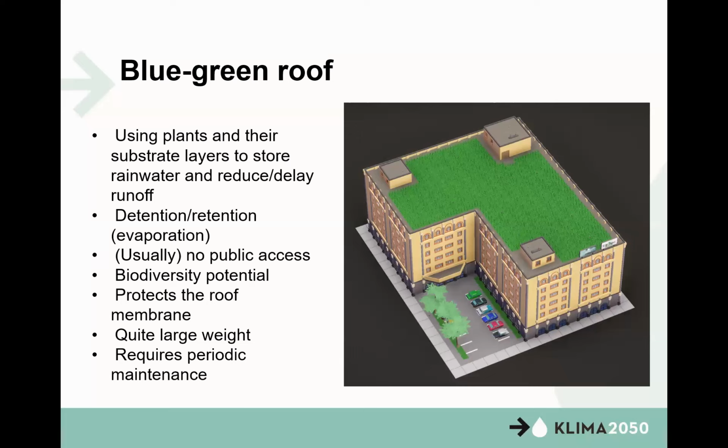So you can be limited in what you can put on the roof, for instance. The rule of thumb for green roofs is that for every centimeter of thickness, there's 10 kilograms per square meter of weight.